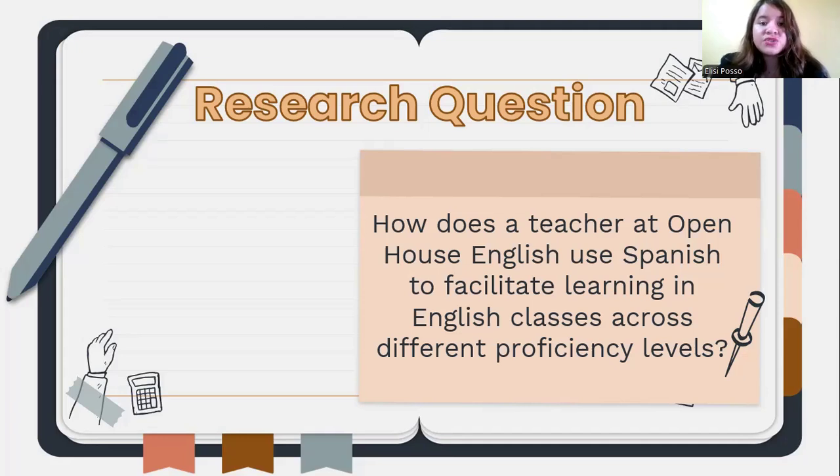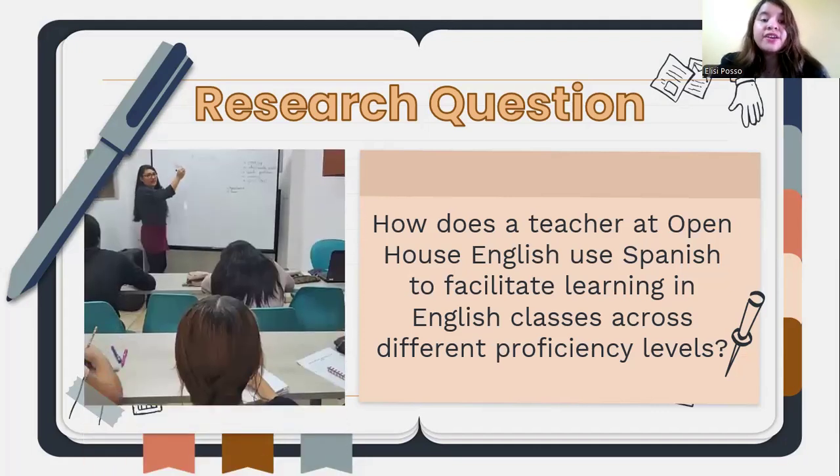And the third is to examine how the teacher incorporates Spanish into their classes using corrective feedback strategies as outlined by Elisa in Chapter 7. It suggests elicitation, explicit correction, confirmation check, among others. And here you can see a picture of one of the classes that I observed.